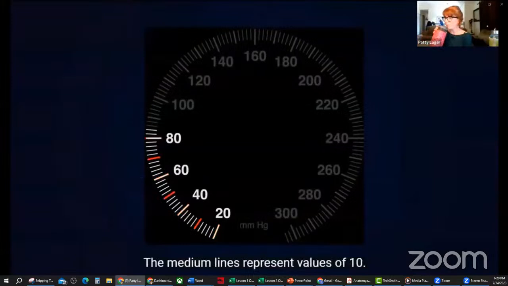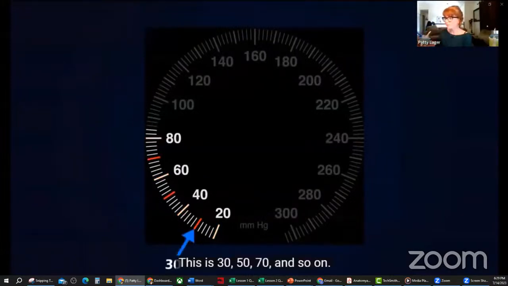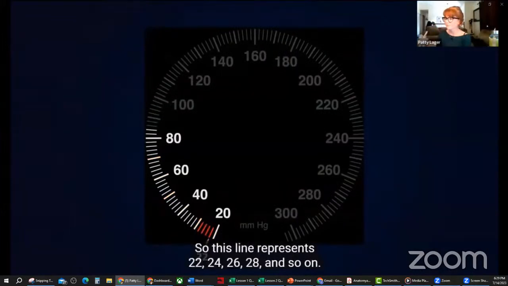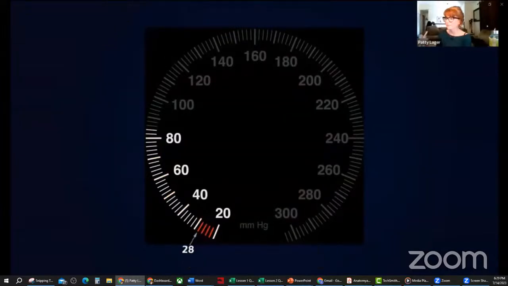The medium lines represent values of 10. This is 30, 50, 70, and so on. And the smallest line represents values of 2. So that line represents 22, 24, 26, 28, and so on.